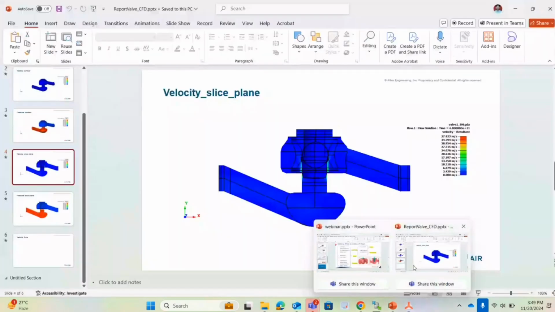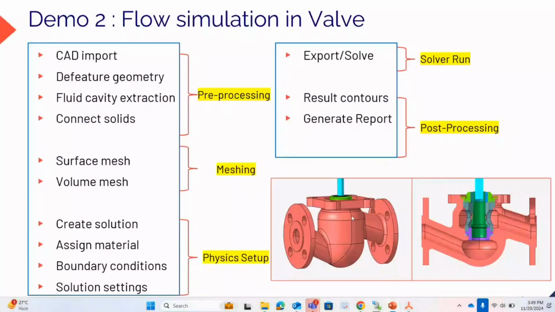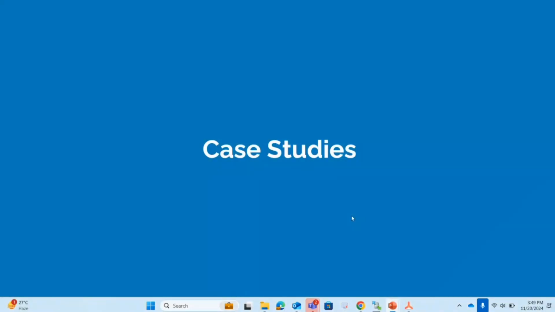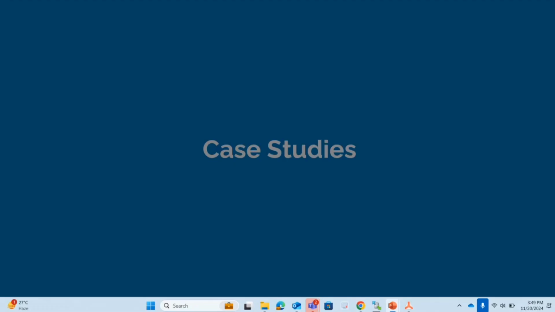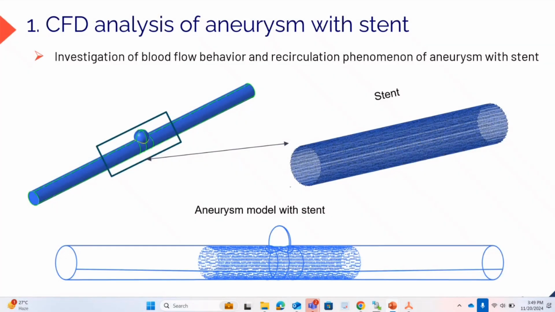Let me go through the further slides. I have a case study to show. This is about CFD analysis of an aneurysm with a stent. Let me not take the name of the prospect here, but they are leading solution providers in the healthcare industry. What they do is manufacture stents with different configurations. This is actually inserted into this, and this bulge section is called an aneurysm.